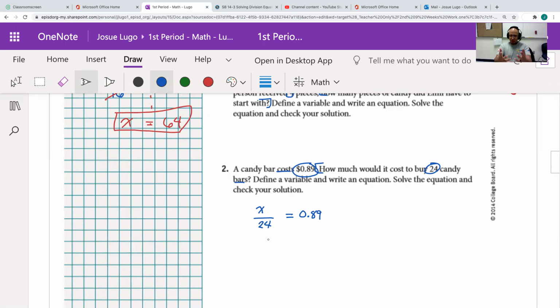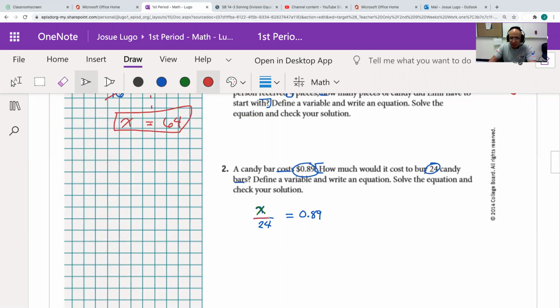And one of the reasons why I'm giving it to you again is because I want us to practice solving the equation, not so much coming up with the equation, at least not yet. All right, so again, my goal is to isolate this variable. I want the x to be by itself. All right, is it by itself?